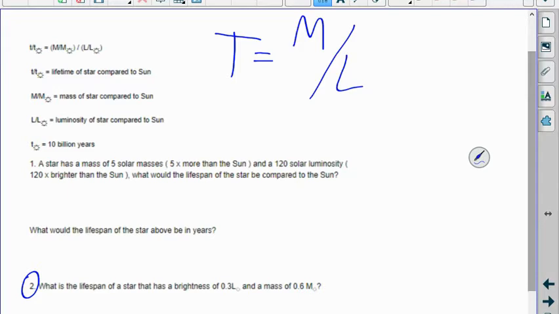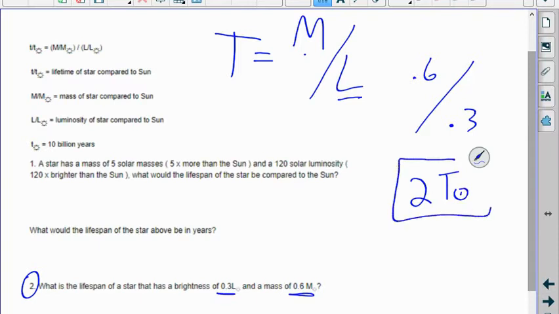So what is the lifespan of a star that has a brightness of 0.3 L solar? So basically that's just saying this number right here is 0.3. And a mass of 0.6 M solar. That's just saying this number right here is 0.6. So if I want to know how long it lives, I just do 0.6 divided by 0.3 and I get 2. But it's not 2 years, it's 2 what? It's 2 times the life of the sun. And that's all you have to do for that. Just saying it's going to live twice as long as the sun.